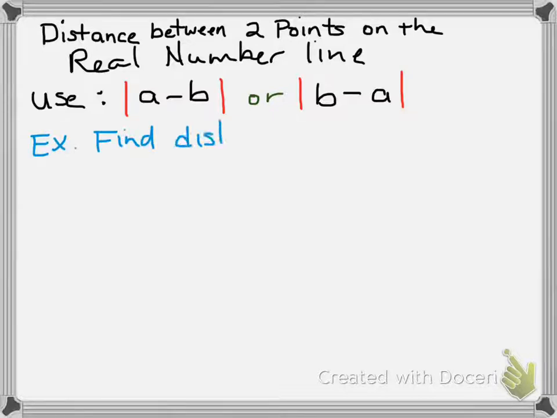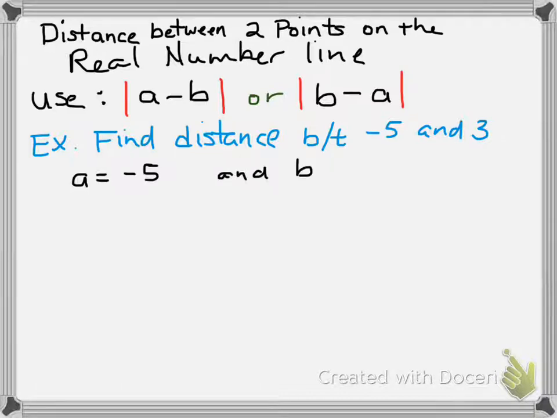So let's say that they ask you to find the distance between, and that's what b/t stands for, between -5 and 3. So let's go ahead and assign a value. We're going to say a is -5 and b is 3. Now, as you watch any of my videos, please pause. If I'm talking too fast, you get to pause the video, go ahead and write this in your spiral, your notebook, and then continue on and press play.